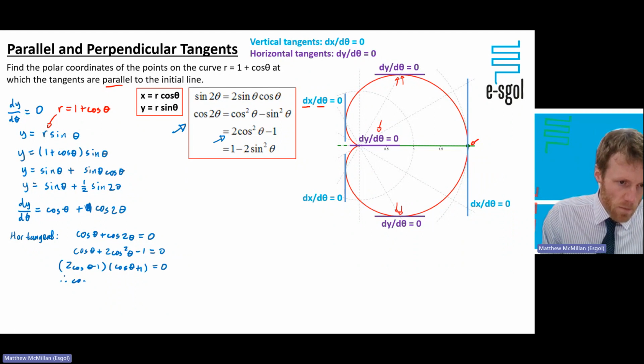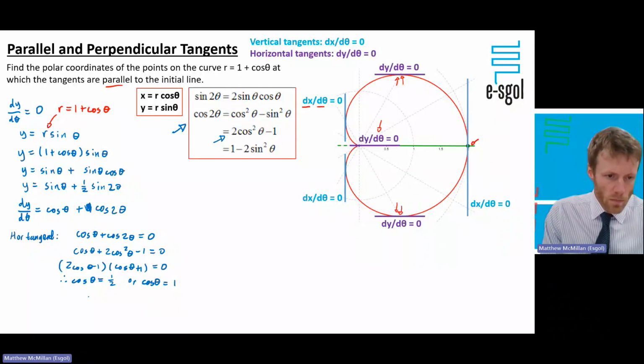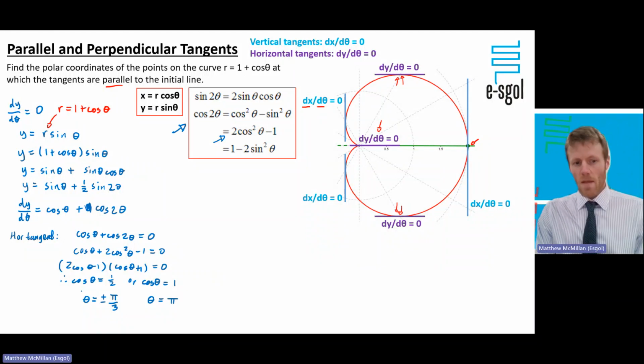So cos theta equals a half, or cos theta equals 1. From this one then, theta is plus or minus pi over 3. And from this one, theta is pi. And that's kind of what I was saying. We're going to get some kind of symmetry here. One positive angle, one negative angle.